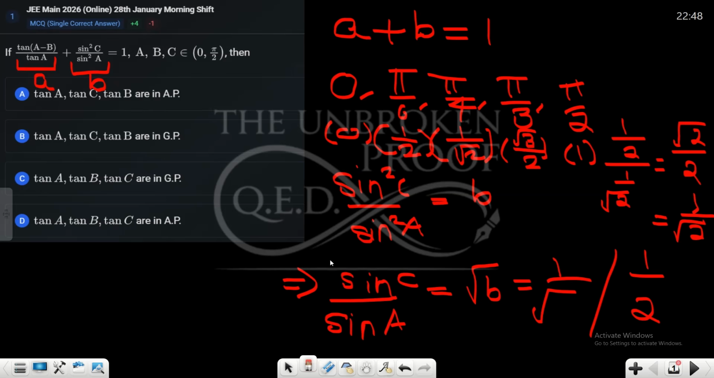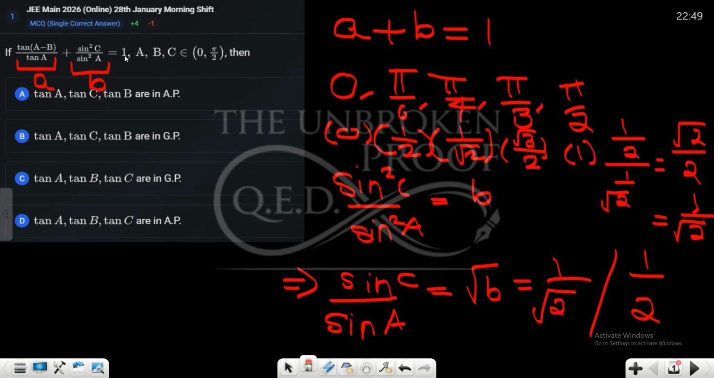But the technical problem is that we cannot take sin a as 1 because there is a tan a over here, and if you take a as 90, this will be infinity, which is not defined, so we are not going to take that one. And even if you take 1 by infinity as 0, then this will be 0 overall. But sin square c, since sin c is half and sin a is 1, will be 1 by 4, and that will not be equal to 1.